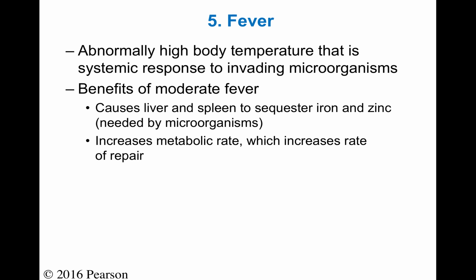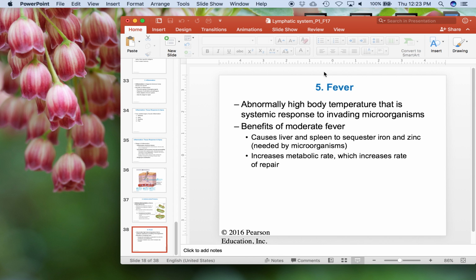And by increasing the body temperature, you're also increasing your metabolic rate, which means processes such as phagocytosis and repair can take place at a faster pace, helping you recover from the damage caused by your pathogens. So I'm going to stop here, and we'll continue with adaptive immunity in your next PowerPoint.